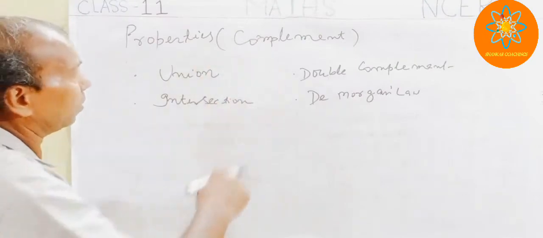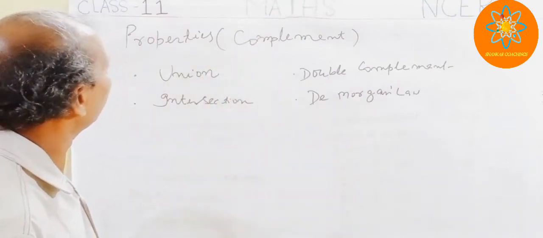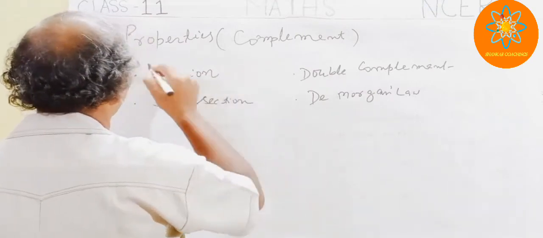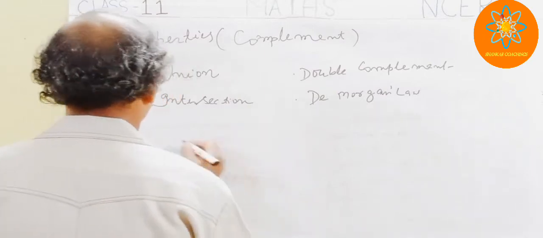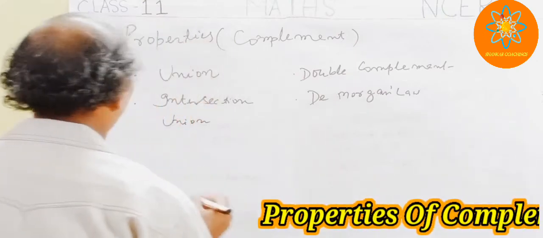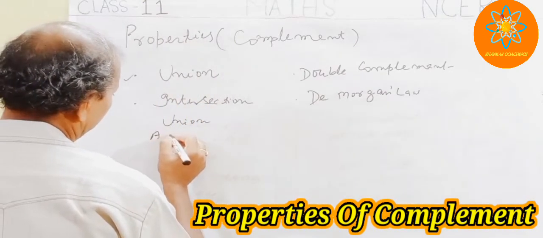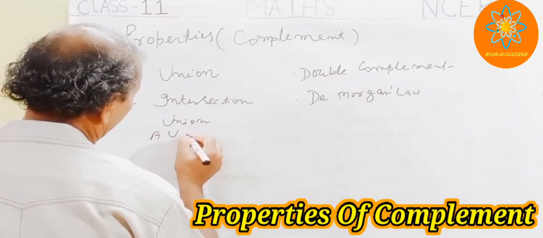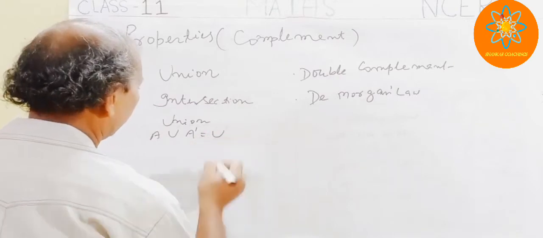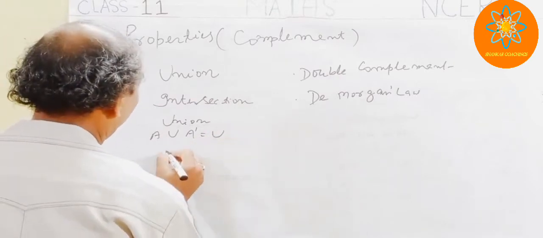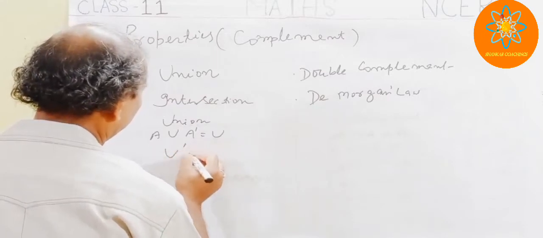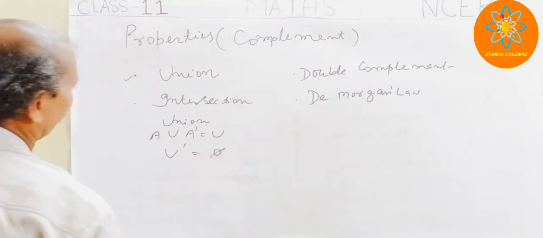Now we will see the properties of complement. For the properties of complement, we will see one thing in the case of union. Let's suppose set A is given. So A union A complement is equal to how much? Union, universal set U. And what will be the complement of universal set? That is equal to phi.